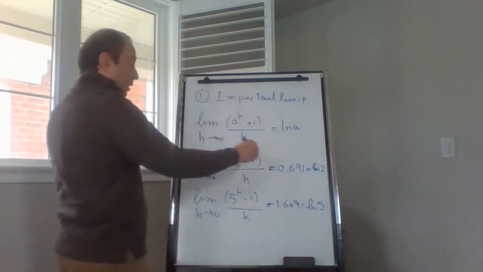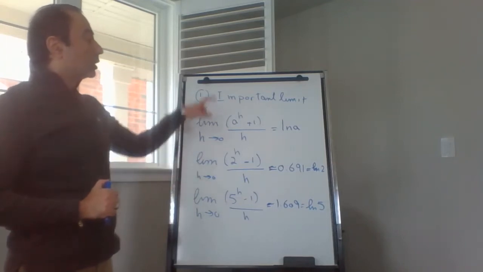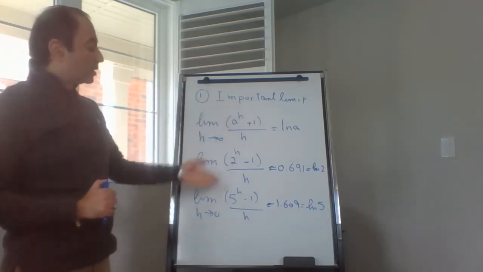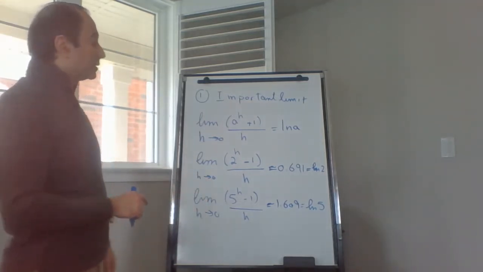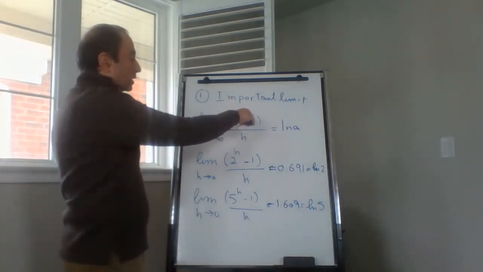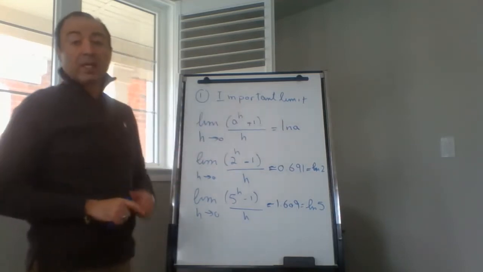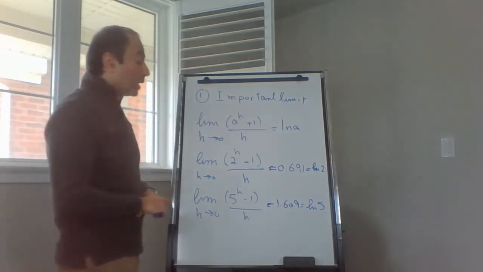So this will help us when we use the Newton quotient rule to find the derivative of e to the power of x. What we want to keep in mind is that the limit of (a to the power of h minus 1) divided by h equals ln of a, where a is the base. This is the first thing we want to learn.